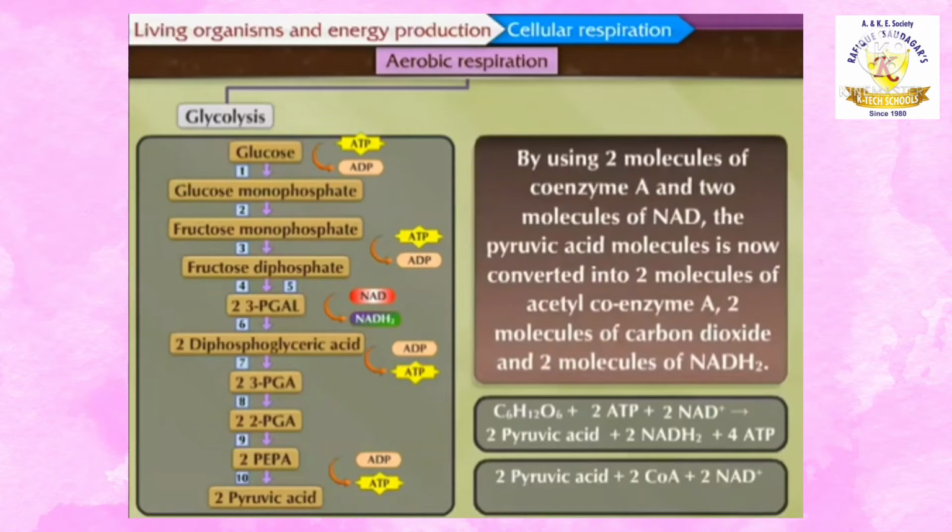By using 2 molecules of coenzyme A and 2 molecules of NAD, the pyruvic acid molecule is now converted into 2 molecules of acetyl coenzyme A, 2 molecules of carbon dioxide, and 2 molecules of NADH2. Got it, children?